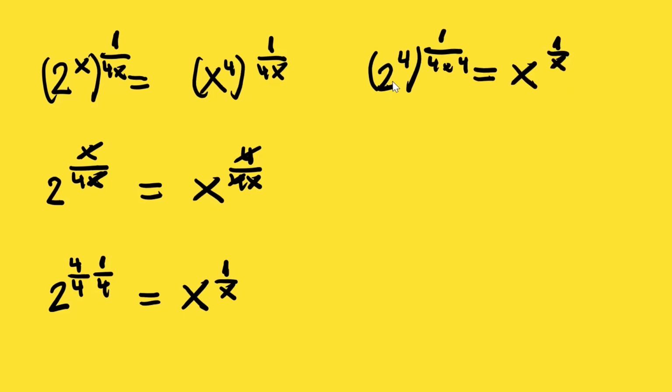Nothing changes there. Now we have 2 to the power of 4, which is 16, and 1 over 4 times 4 is 1 over 16. And the right-hand side remains unchanged. And now you see that we have something to the power of 1 over the same thing equals x to the power of 1 over x. Therefore, x equals 16.